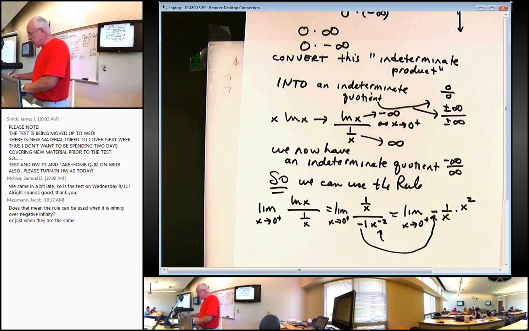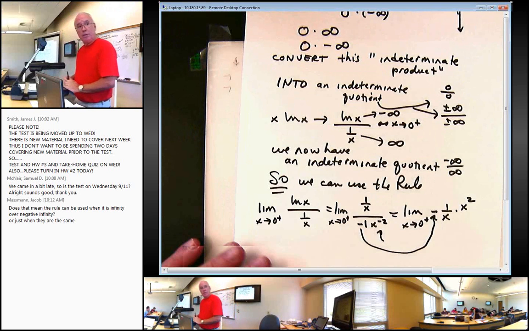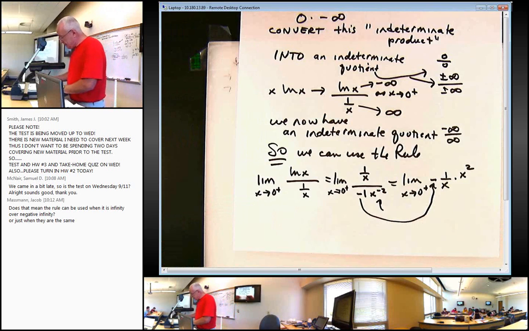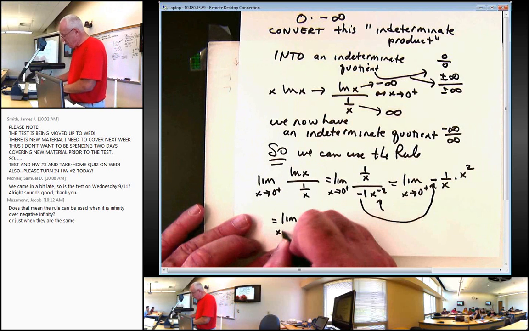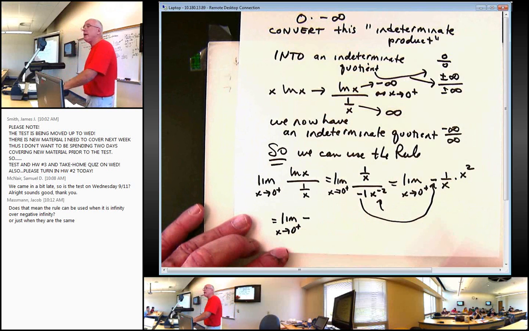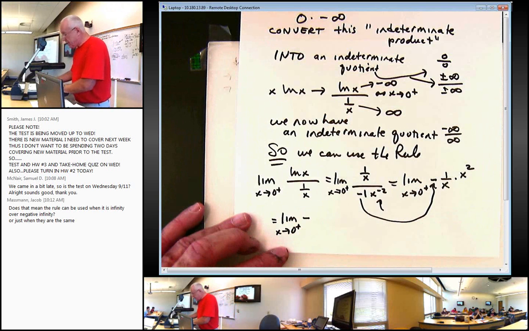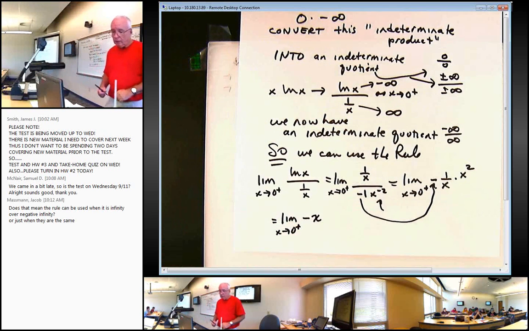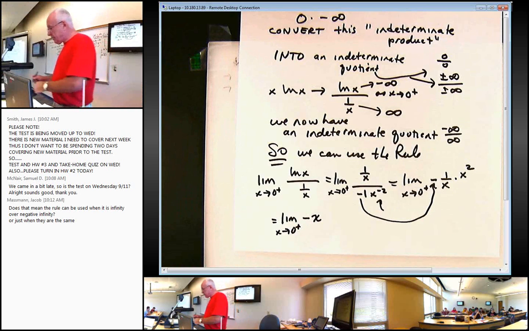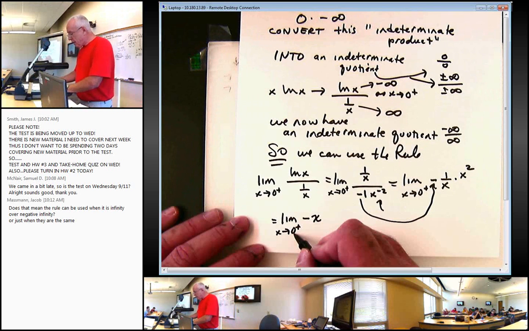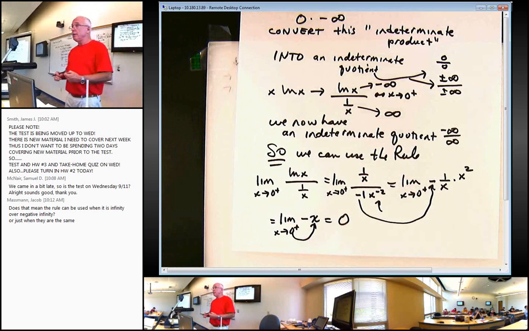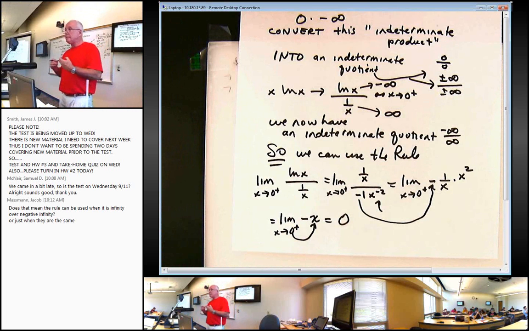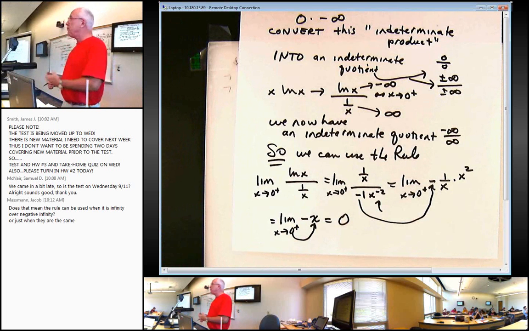Well, that simplifies pretty easily, I hope. One of the x's cancels out. So this is the limit as x approaches 0 of minus, and then I can cancel an x out, so I'm left with just minus x. Of course, as we put in 0 for x, our limit now is 0. So that's our answer. We had to convert it first into a quotient that satisfies the conditions for the rule.